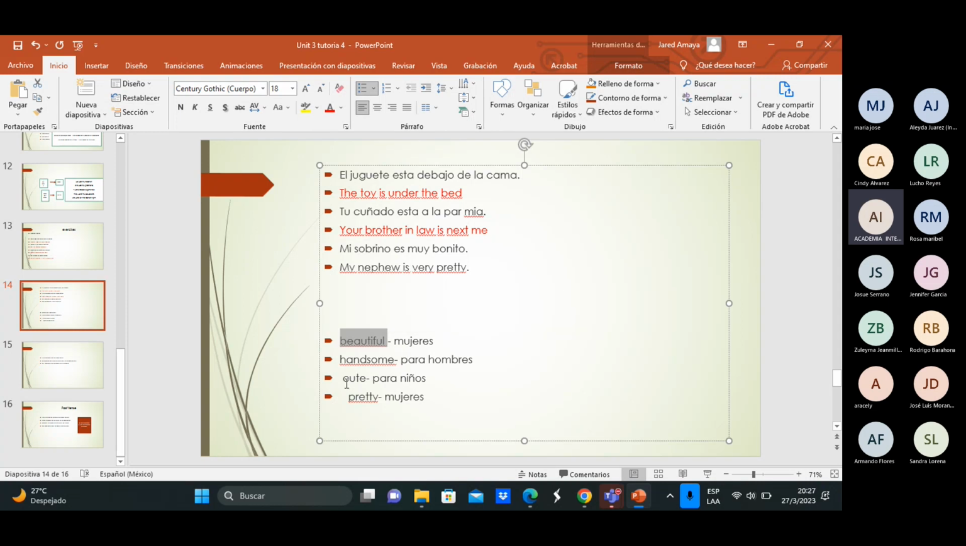Ahora, cute normalmente se utiliza para niños y pretty para mujeres. Pretty para mujeres. That's what I know. Eso es lo que yo sé, ¿verdad? Entonces, nunca he escuchado a alguien decir, my nephew is pretty. That sounds a little bit weird. Suena un poco raro. Sería lo más ideal, cute. My nephew is cute. O is very cute. Esa usaría yo, no sé si ustedes ya lo habían escuchado. Cute, la palabra cute.